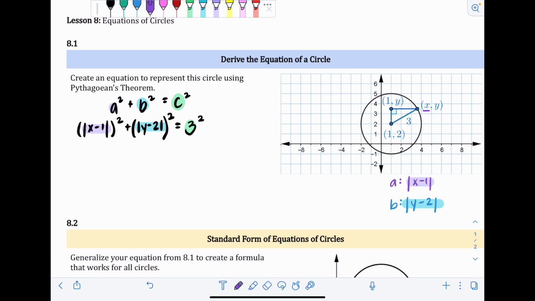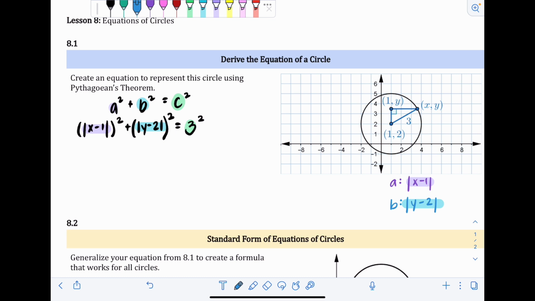A, I said, was this side right here, the leg that goes side to side, and we don't really know that distance because it looks like it's a little bit more than 2 units, but less than 3 units. So to find that distance, we had to subtract the x coordinate since it was a horizontal change. So it was x minus 1, the absolute value of that, to make it positive. And then for the other leg over here, that was our b, and again that was a little bit more than 1, not quite 2, so we didn't actually know the distance. So to find that distance, we had to subtract the y coordinate since it was the vertical change, so y minus 2, or absolute value of y minus 2.